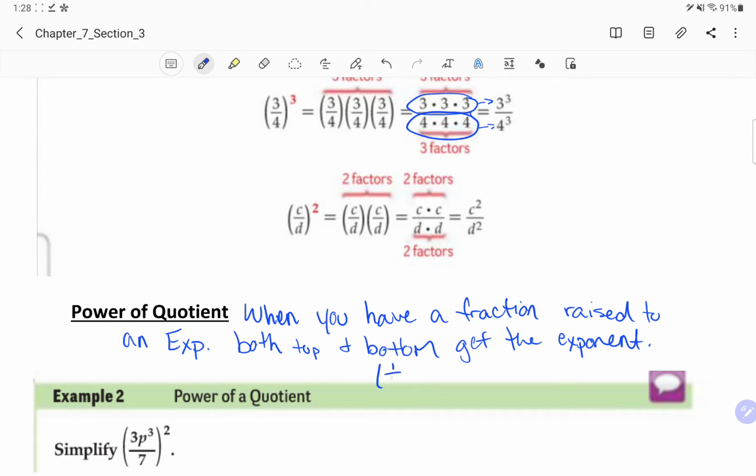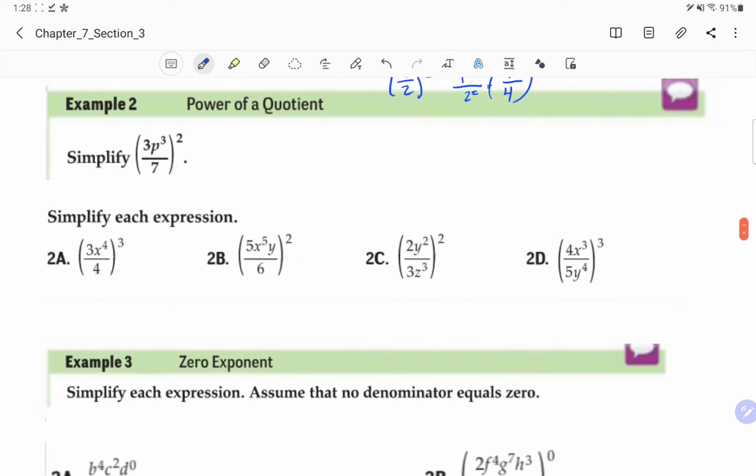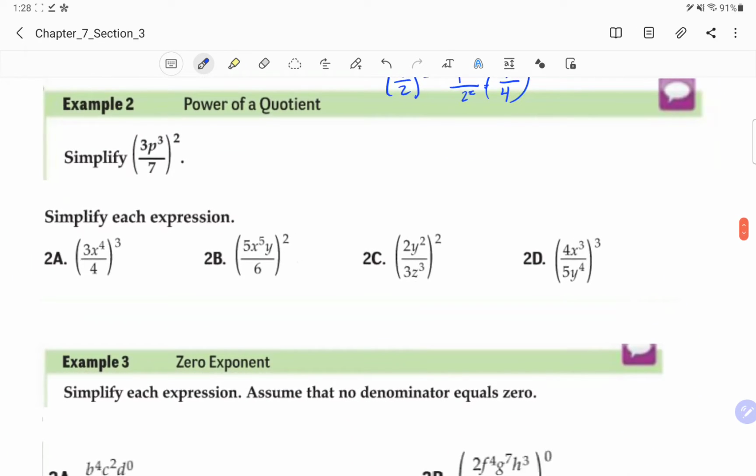So if I have 1 over 2 squared, it becomes 1 squared over 2 squared, or 1 to the second is 1, 2 to the second is 4. Okay? So let's look here at my power of quotient. We're going to apply it.